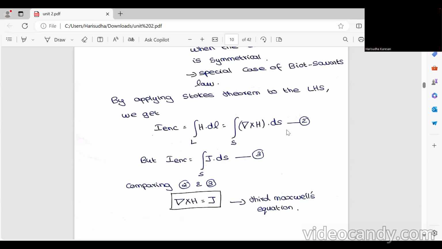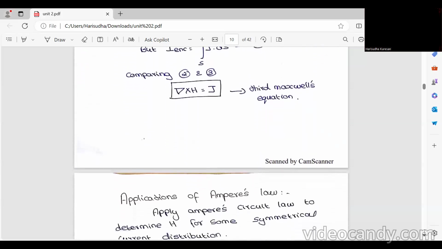Comparing equations 2 and 3, since both are the enclosed current, we can write del cross H is equal to J. That is, integral over S of del cross H dot ds is equal to integral over S of J dot ds. Since both the right-hand side and left-hand side have the integral over S, and ds is also common on both sides, we can eliminate them. The remaining is del cross H equal to J. It's nothing but your third Maxwell's equation.